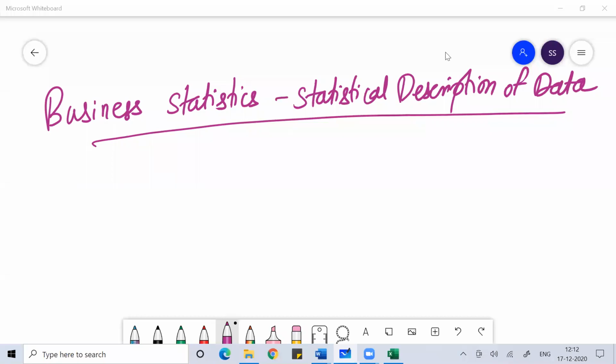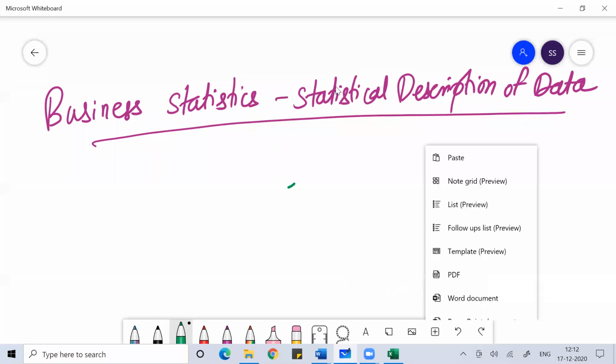So good afternoon, everyone. Welcome to the class of business statistics, where we are discussing the statistical description of data. So primarily, we have understood what statistics is all about, and while working on statistics, it is very important that we concentrate on data. Whenever we are working on data, the first process is to collect the data.